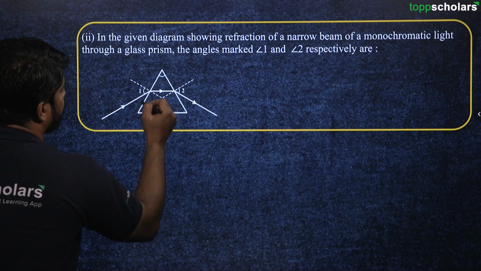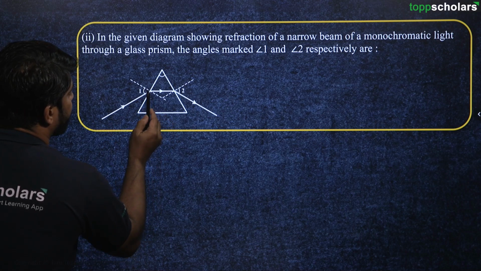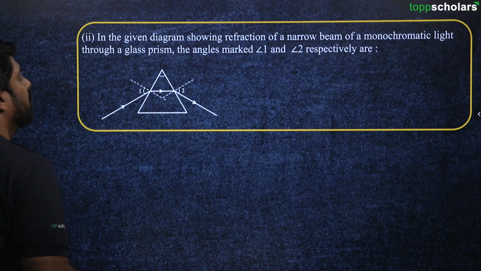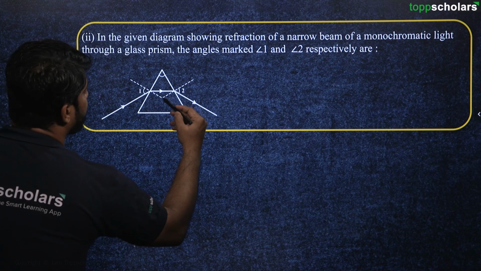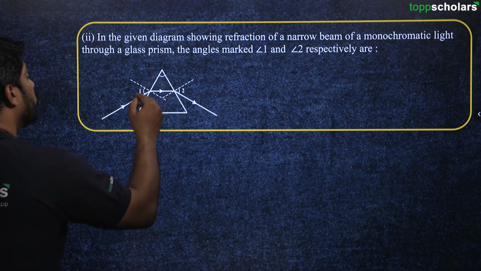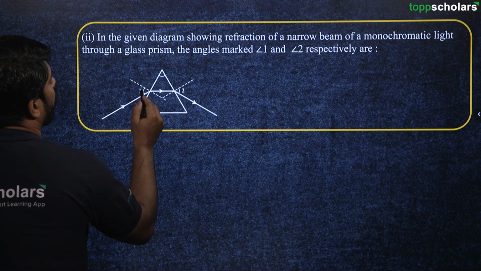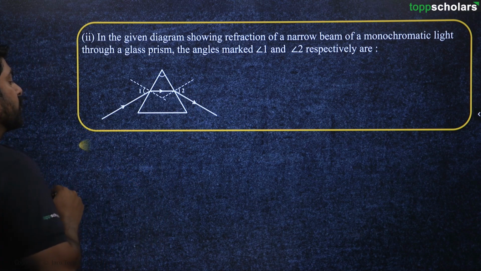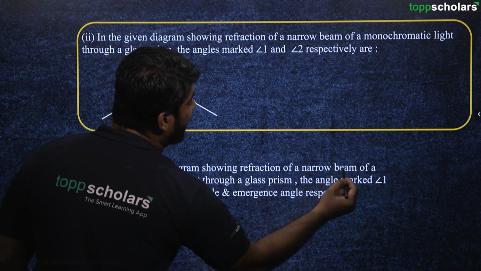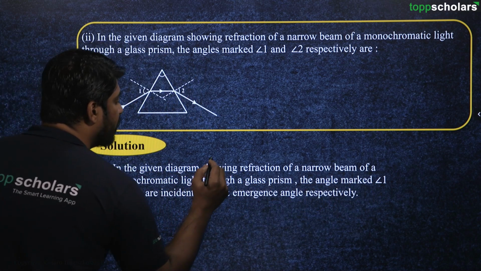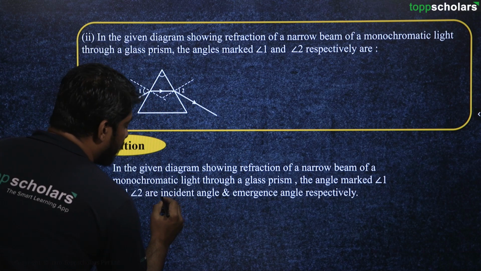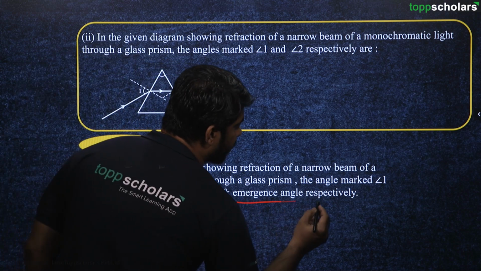Here you can see this is a prism, this is the incident ray, this is the refracted ray, and this is the emergent ray. Here is the normal, again here is the normal, the dotted line is the normal drawn to both of the surfaces. So we have to identify what is this 1 and 2 angle. The answer is pretty simple, isn't it? The angles marked 1 and 2 are incident angle and emergence angle respectively.